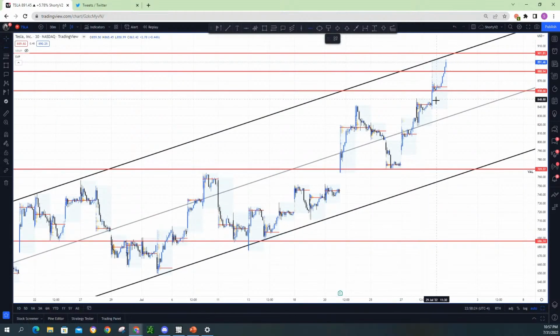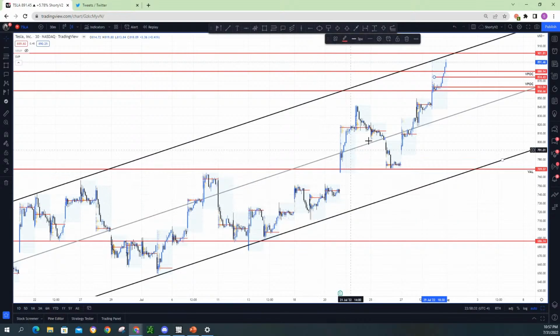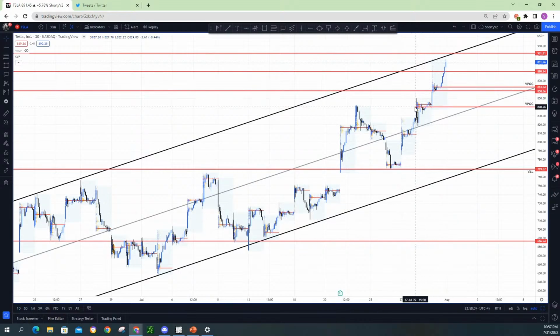I haven't seen this many in a while. It's been a minute since I've seen 6 VPOCs on a chart. But every single one is a VPOC, guys.